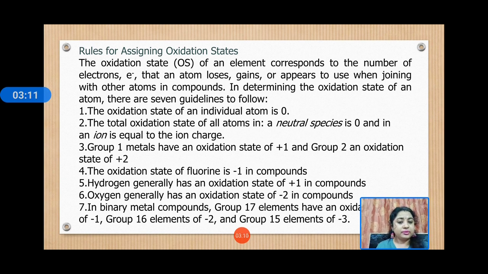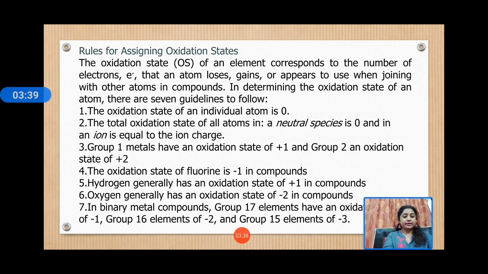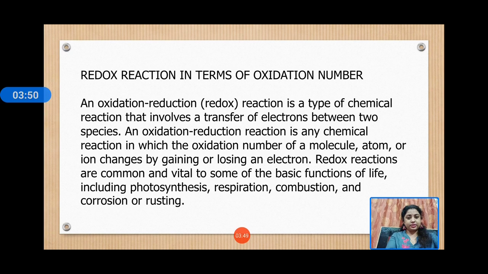Group 1 metals will have plus 1 and group 2 will have plus 2 oxidation state. Fluorine always shows minus 1 oxidation state. Hydrogen is almost always plus 1. Oxygen is almost always minus 2. In binary metal compounds, group 17 elements have an oxidation state of minus 1, group 16 minus 2, group 15 minus 3. So learn these rules for assigning the oxidation state.